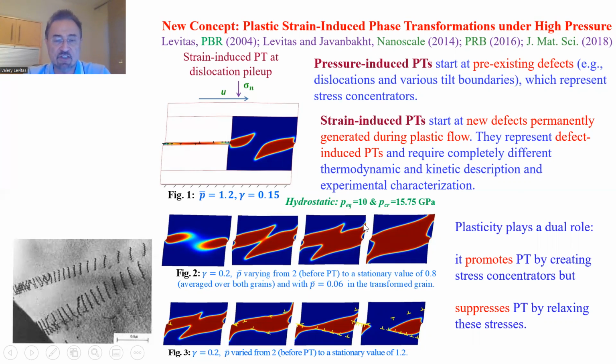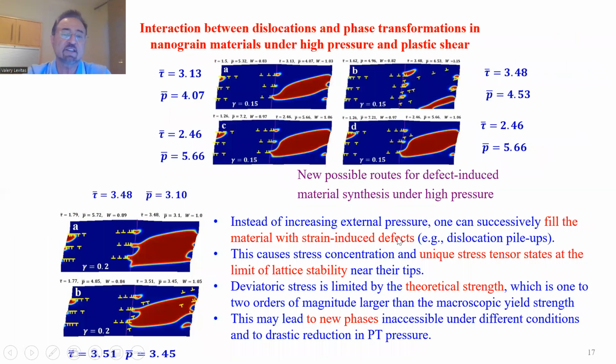And you see with increasing shear, we obtain quite a large amount of high pressure phase, but this is with neglected dislocations in this grain. If we allow dislocations, then you see the transformed region is much smaller. So plasticity plays a dual role. It promotes phase transition by increasing stress concentrators, but it also suppresses phase transition by relaxing the stress concentrator. And we found some combination of pressure and shear such that the solutions without dislocations and with dislocations are the same. So it's controllable. And we formulated our nanoscale results and new possible routes for defect-induced material synthesis under high pressure.